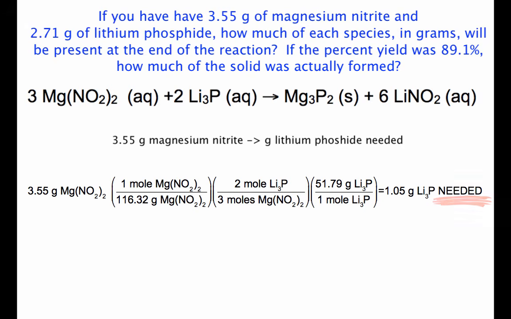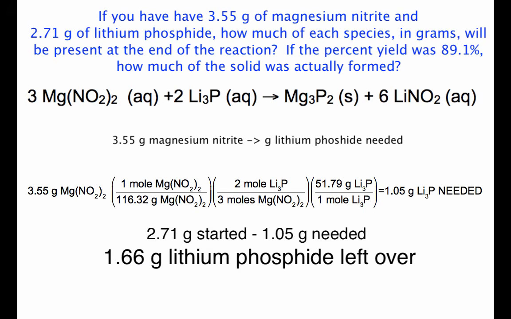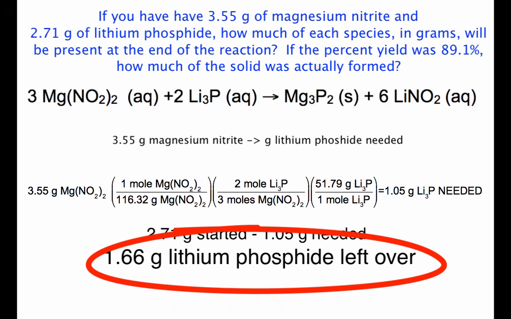Step 7. Subtract the amount of excess reactant needed from the amount that you started with. I started with 2.71 grams of lithium phosphide, but only used 1.05 grams of it. Therefore, I have 1.66 grams of lithium phosphide left over.